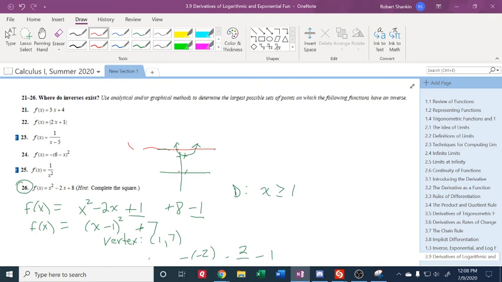So we had to restrict, and we wound up saying, all right, we're only going to look at the right half of this function. And then we have a function that's one-to-one. It now passes the horizontal line test.